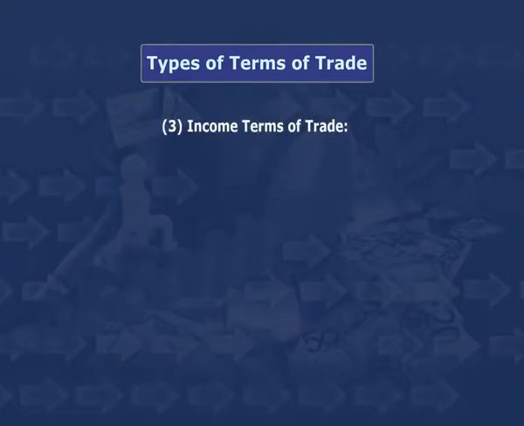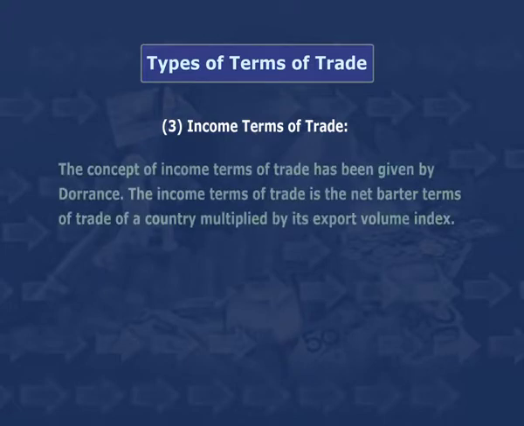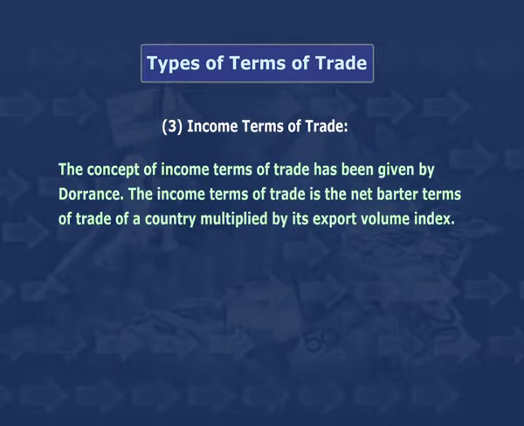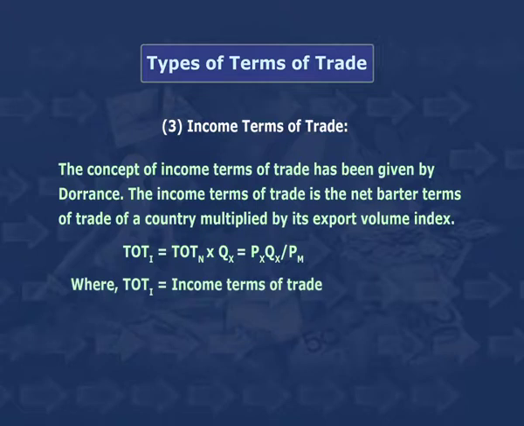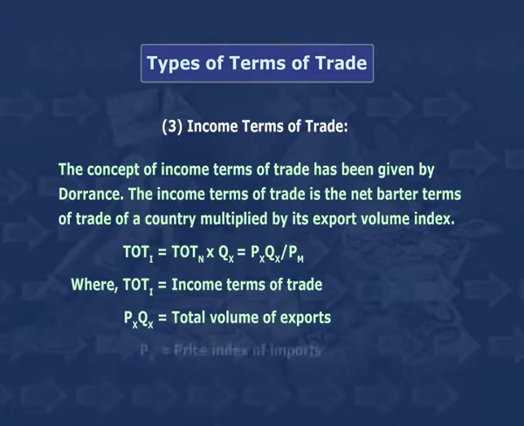We will now focus on income terms of trade. The concept of income terms of trade has been given by Dorrance. The income terms of trade is the net barter terms of trade of a country multiplied by its export volume index. Its equation looks like TOT-I equals TOT-N into QX equals PX into QX whole divided by PM, where TOT-I is income terms of trade, QX is the total volume of exports and PM is the price index of imports.